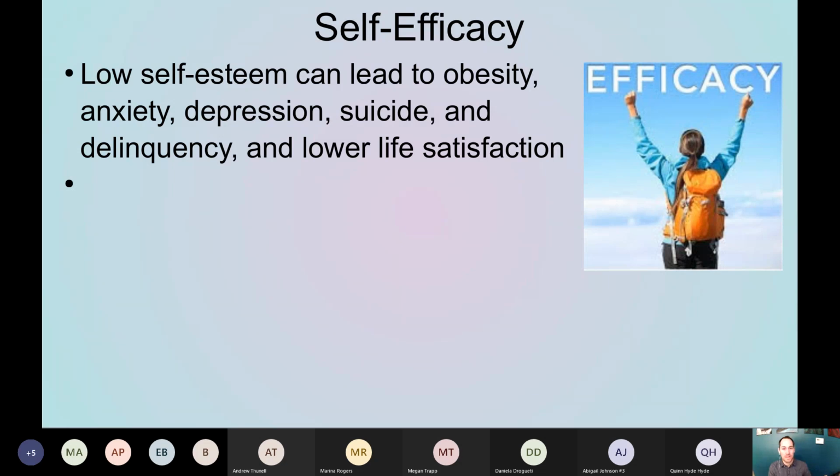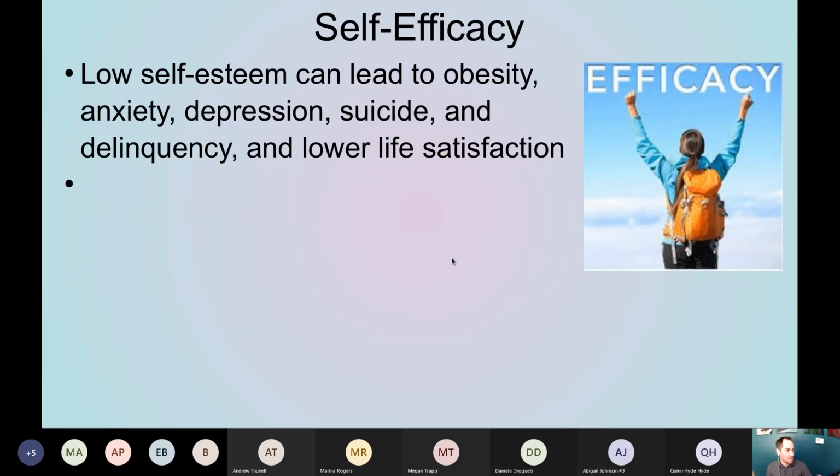Low self-esteem can lead to obesity, anxiety, depression, suicide, delinquency, and lower life satisfaction. That's throughout life. That's not just in childhood. Oh, how to help a child when you notice a change. That's a really good thing. And actually, I think the information on self-efficacy will be some of the most important there, because self-efficacy is directly related to self-esteem. So hopefully this answers your question as we talk about self-efficacy.